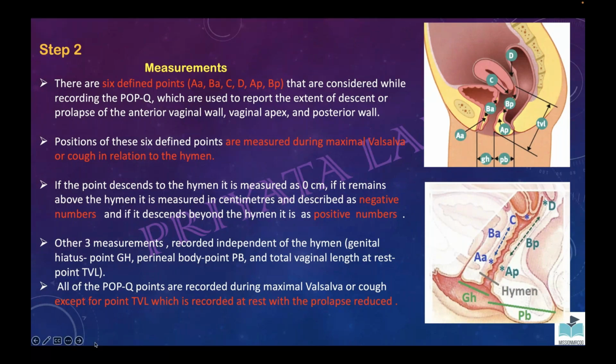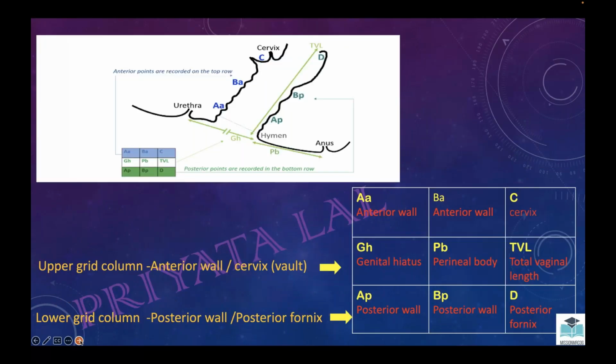Now, the formation of a grid. All of you should know the grid. You should learn the points of the grid, because without the grid, you will not be able to answer the questions in the exam. So, the upper part of the grid is the anterior wall. In it, AA and BA are the anterior wall, and C is the cervix.